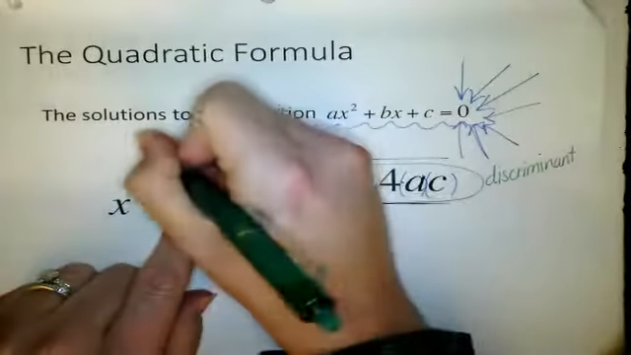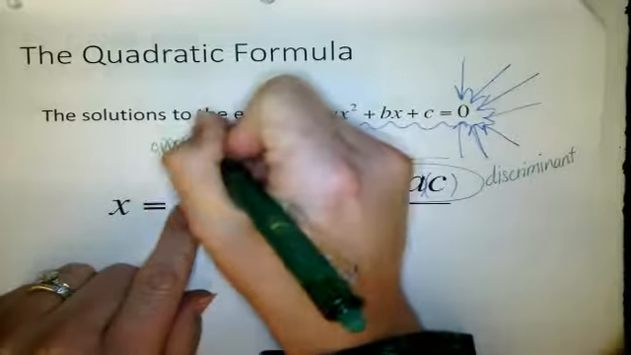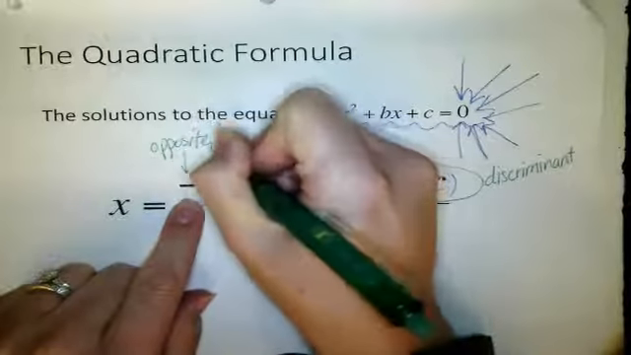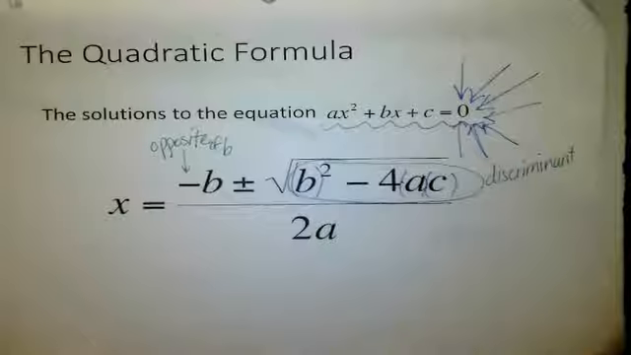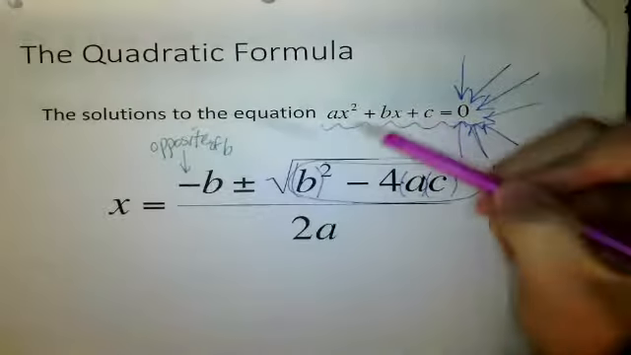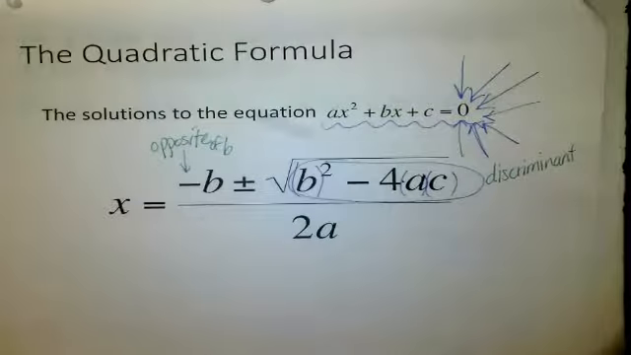Right here in front, it is the opposite of b. Don't think that it's negative b, all right? Do not think that it's negative b. It is the opposite of b. So whatever your b value is, you change the sign. The opposite of b. It does not mean negative b, so make sure you keep that in mind.